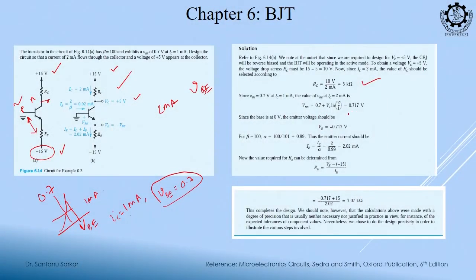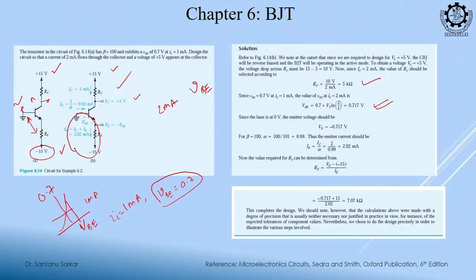So, you will get this expression, VBE2 is equal to VBE1 plus VT ln IC2 by IC1, that is coming as 0.717. Because the current is exponential in nature, you see the base voltage is varying by only 0.017 volt, but the current is almost double, right. Base emitter voltage you see varied by 0.017 volt or 17 millivolt, but the current changed from 1 milliampere to 2 milliampere. Okay. So, this is done.